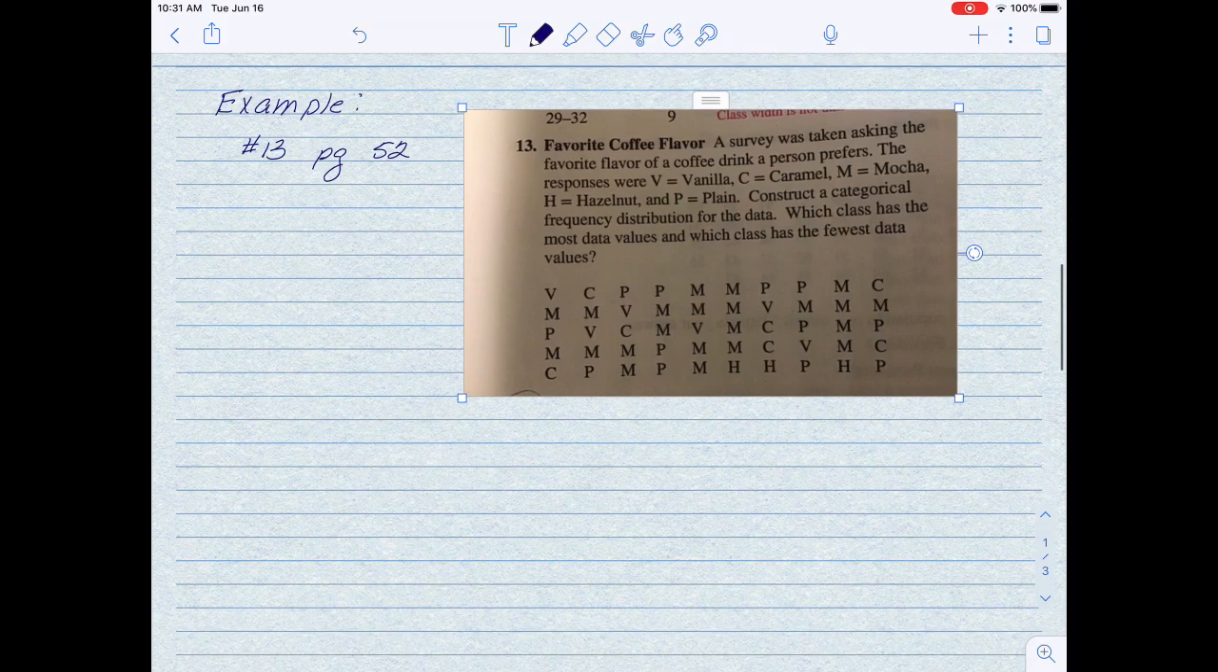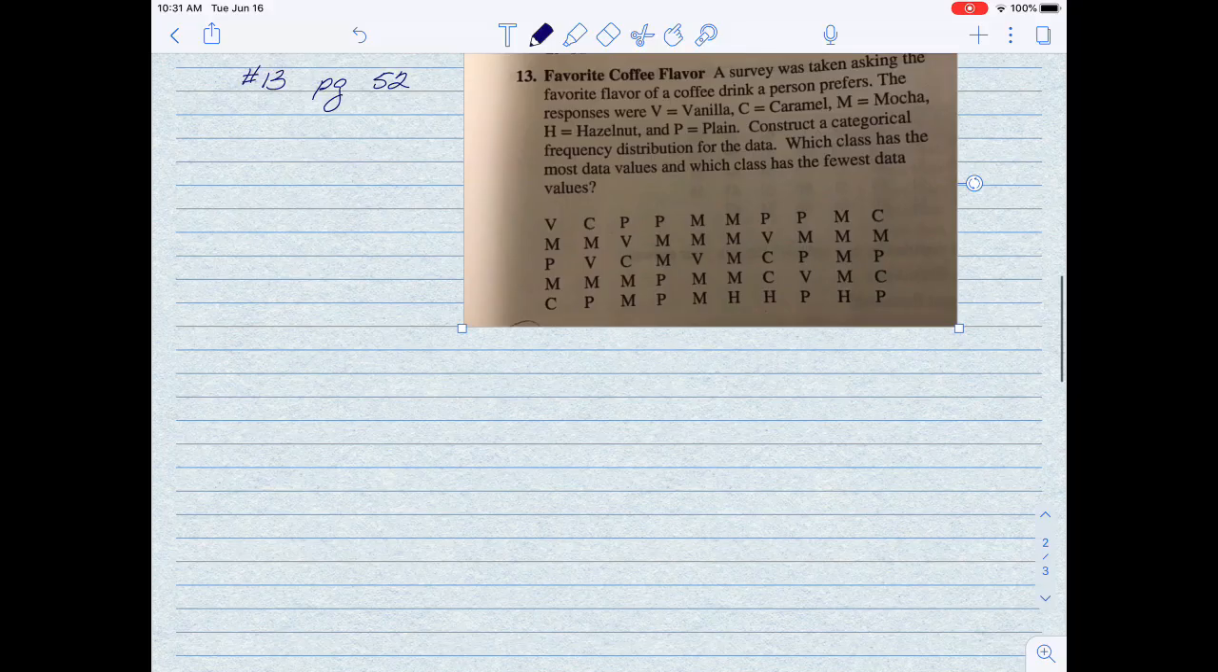So by categorical, what we want to do is, when we set up a frequency distribution, we have class, then we tally up the terms in the class, and then we add up those tally marks to get the frequency. So we need a little room for those tallies. And then we have frequency. And the other thing we're going to do is percent of the data.